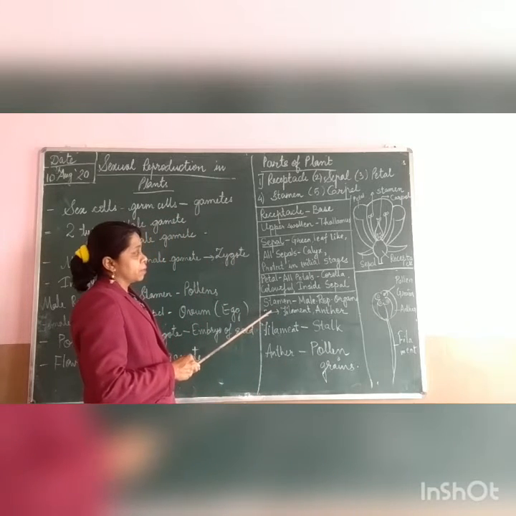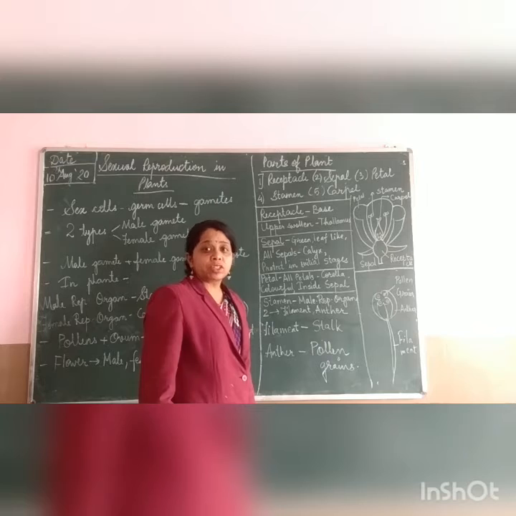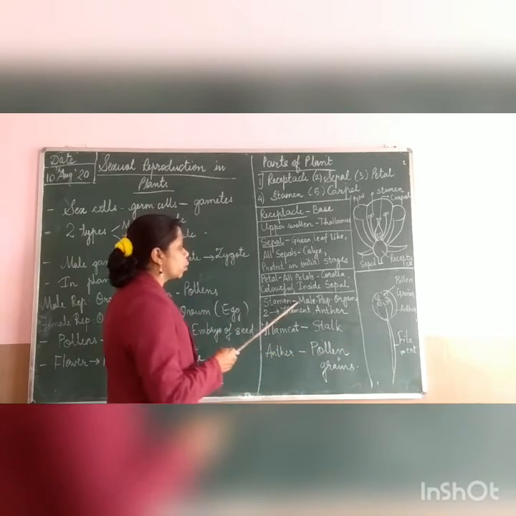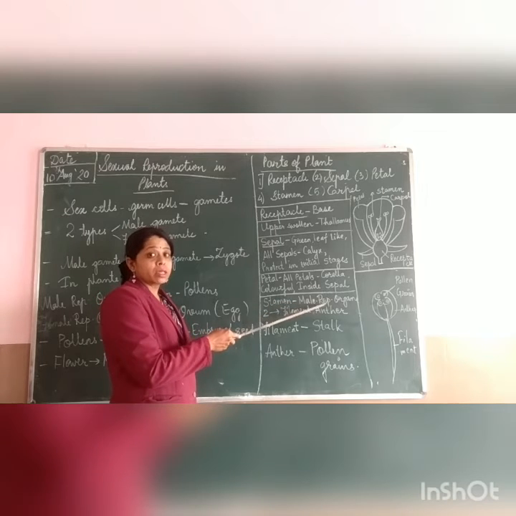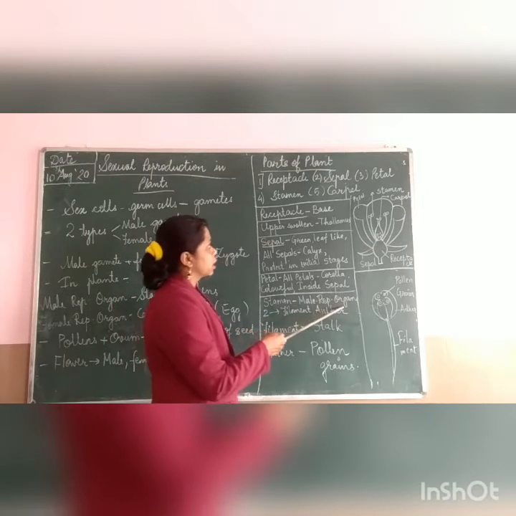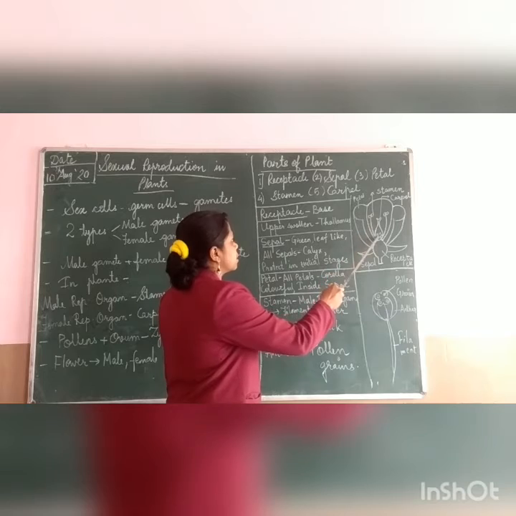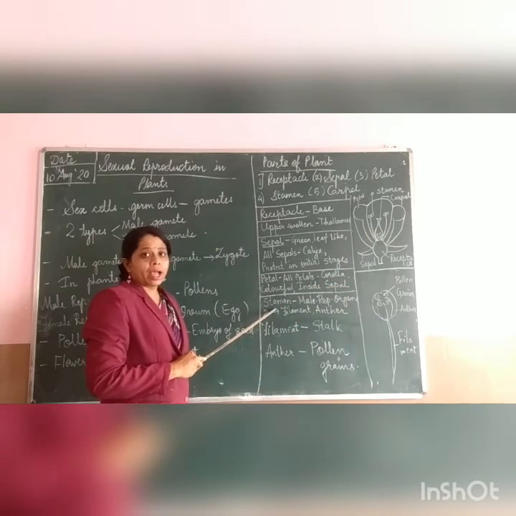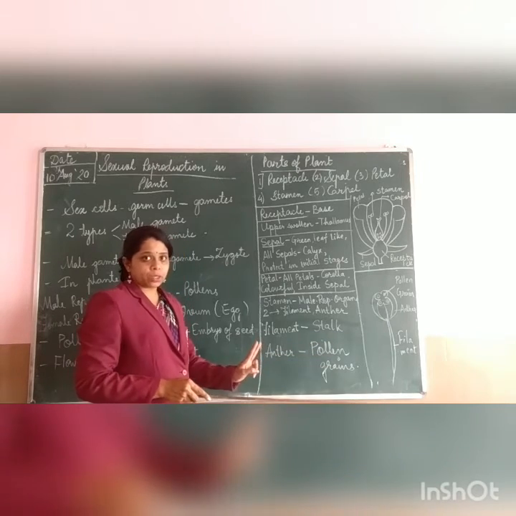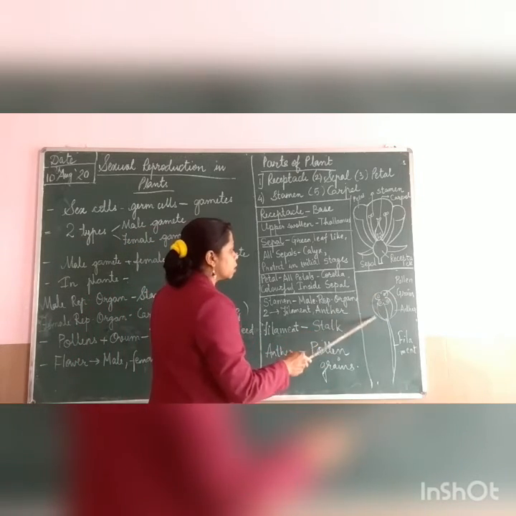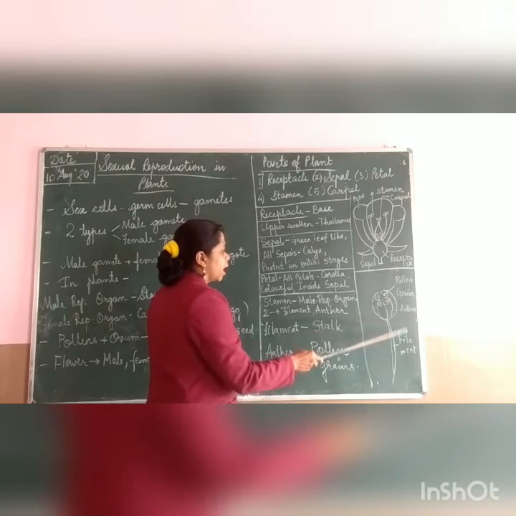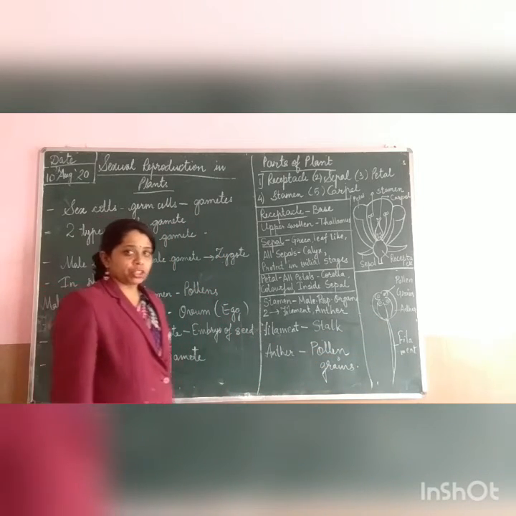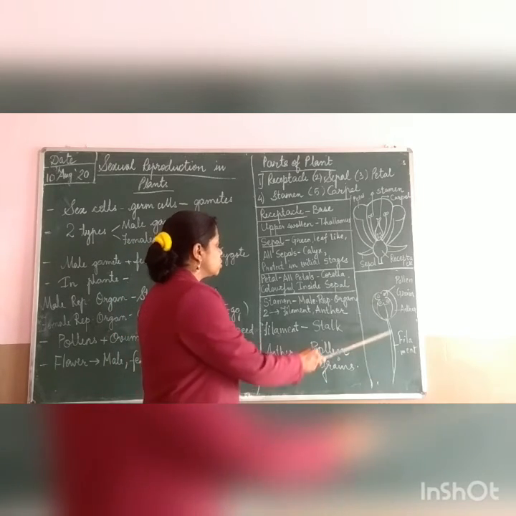Next part is the stamen. Stamen is very important. Everyone try to understand it properly. The stamen, you know what it is? It is the male reproductive organ. Can you see here? This is the stamen, and this stamen basically has two parts, as you can see. This upper part is called the anther, and this thread-like structure is called the filament.